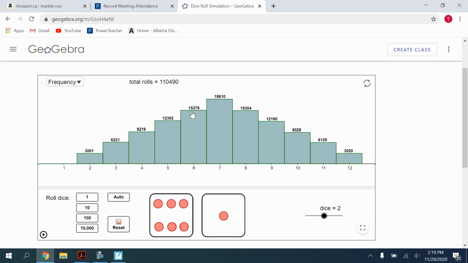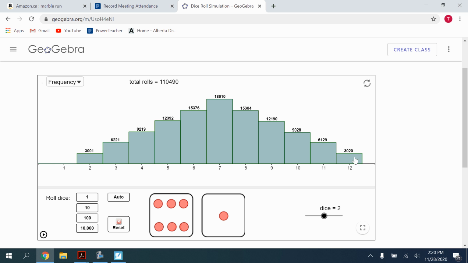That's the highest in the middle. And then if you look across, the highest value is at 7. If you look across, the bars on either side are usually pretty close. So 15,376, 15,304. Then if I go one more bar over, looking at 5 and 9, 12,392, 12,190.